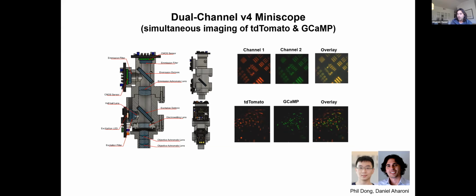And then here's an example of simultaneous imaging of GCaMP and tdTomato. You can see green cells, red cells, and then the overlay, where those yellow cells are cells expressing both. I think in both these cases, the challenge is no longer so much the hardware. It's really figuring out how to get the expression working well for the combination of fluorophores you want to image.